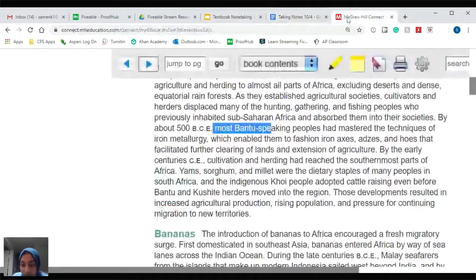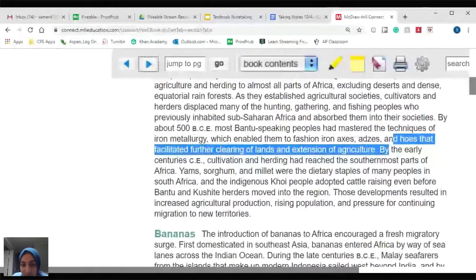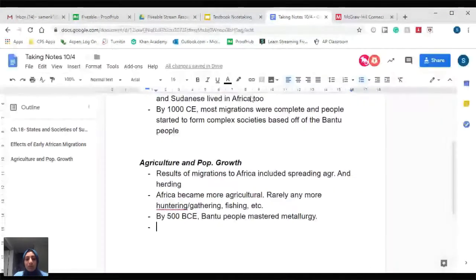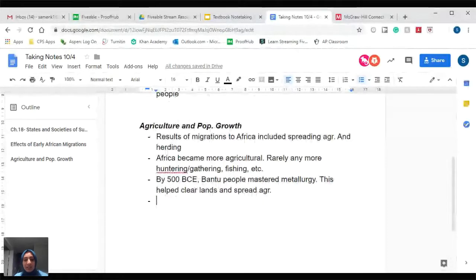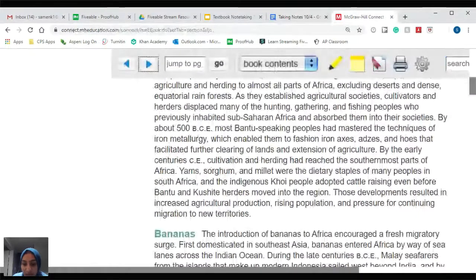So, axes and hoes, this helped clear the lands. So I think this is important. We could say this helped clear lands and spread agriculture. So this is important because Africa was able to become more agricultural because of metallurgy, because of these tools that made it easier to clear the land. So yeah. And then we say by the early century, cultivating and herding had reached the southernmost part.